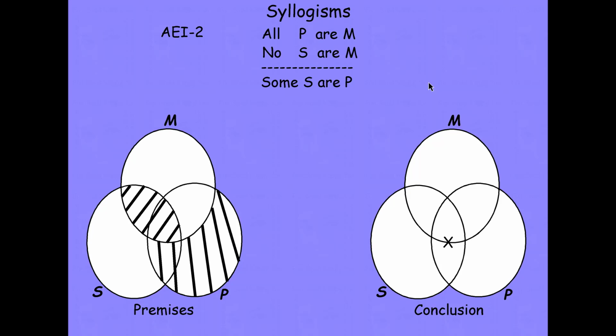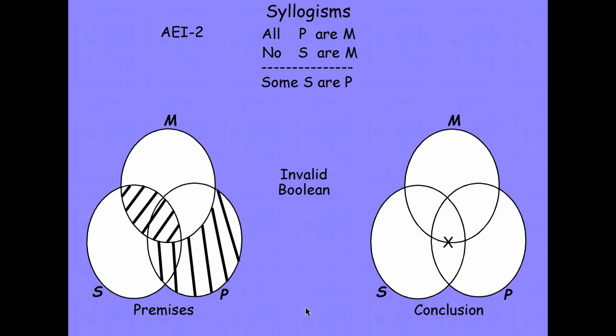So now I've got my conclusion. This is what I need for my conclusion to be guaranteed to be true. I look over here at my premise diagram. I look at that area. That area has to be empty. So if my premises are true, I'm not going to have anything in this intersection guaranteed, so that argument is invalid in Boolean.